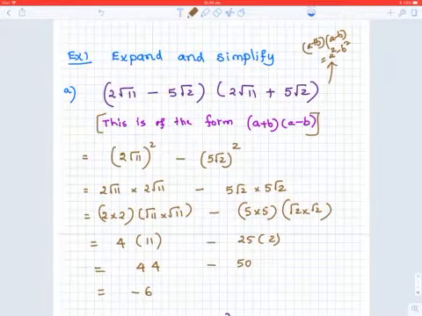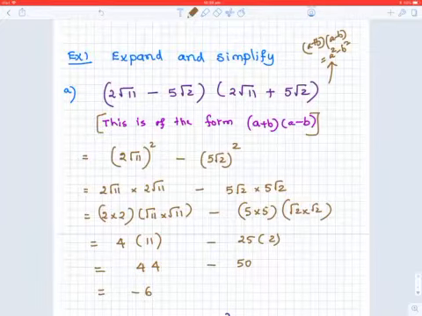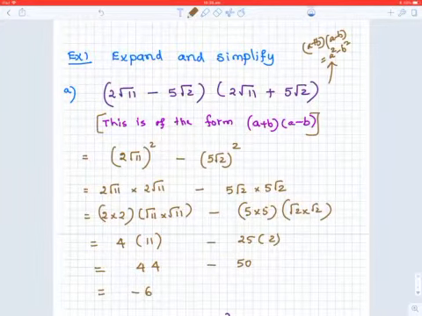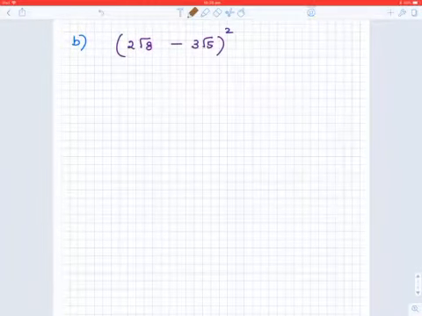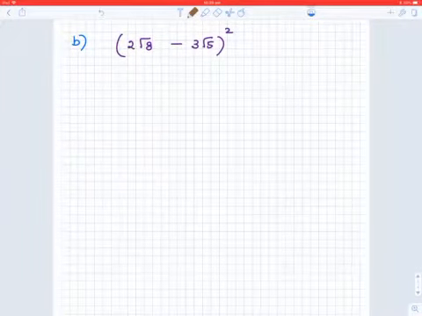So if you identify this, it takes fewer steps. Otherwise, you have to expand the whole lot. You get 4 terms and you may make mistakes. This is much quicker. Now, let us see the next example.